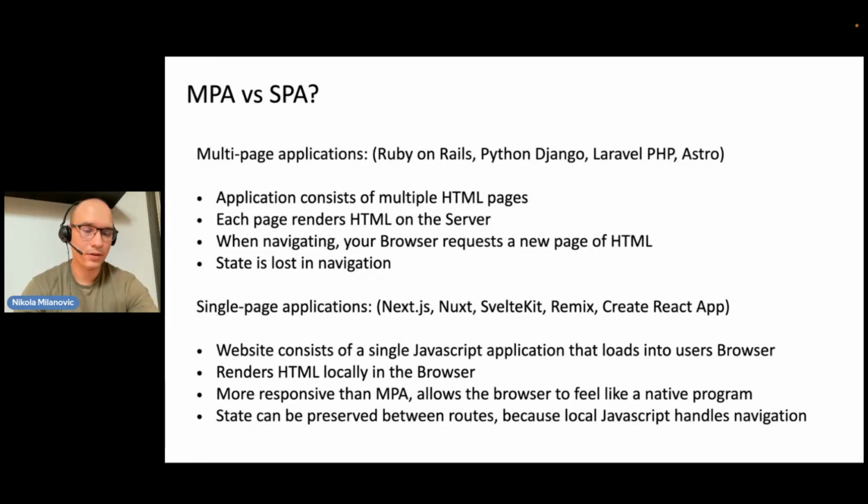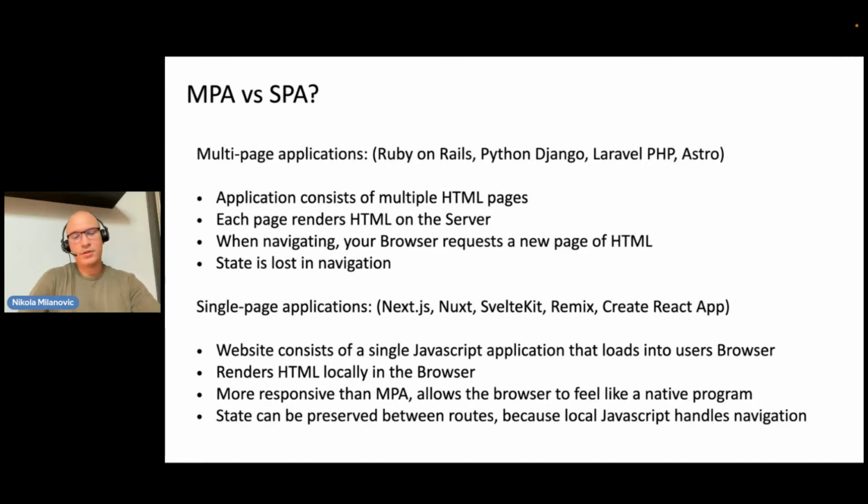And then React and some other frameworks introduced single page applications, which handle all the routing and everything on the client by injecting HTML with JavaScript. A single page application consists of a single JavaScript application that loads into the browser, and then the browser renders the HTML locally, and navigation is also done locally. It ejects the normal browser routing and makes it a local thing, so that you can preserve state between changing pages, because it's all like a single page. That's where the name comes from.